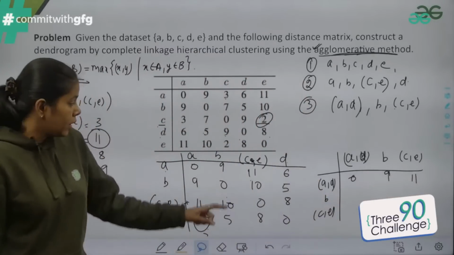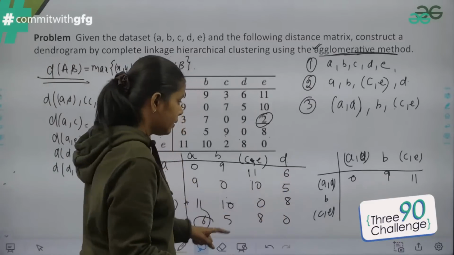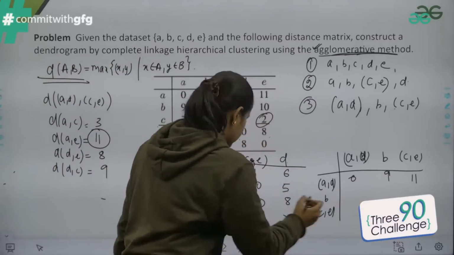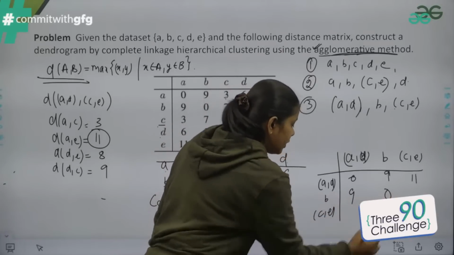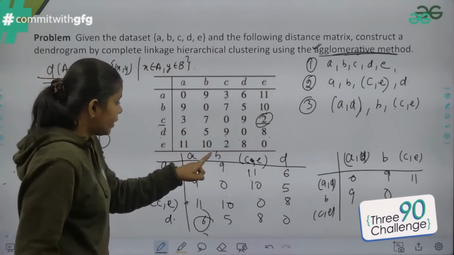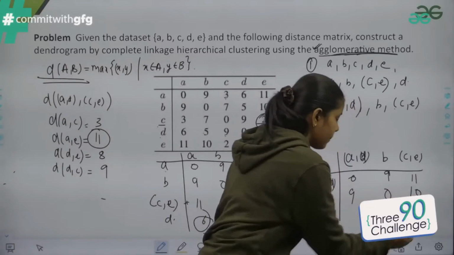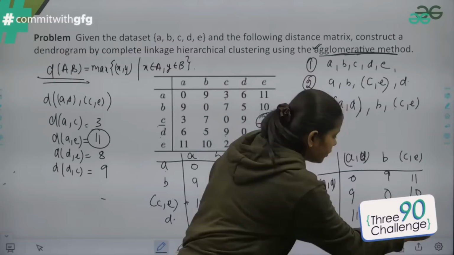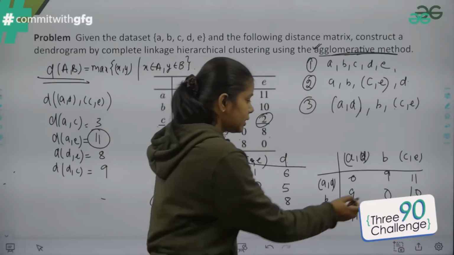Right? Now, distance of B with AD. Let's see, distance of B with AD is 9. Distance of B with B is 0. Distance of B with CE, that is C, 7 and 10. So it would give me 10. Distance of C with AD, I already found out 11, 10 and this would be 0. Let's see now the minimum distance.